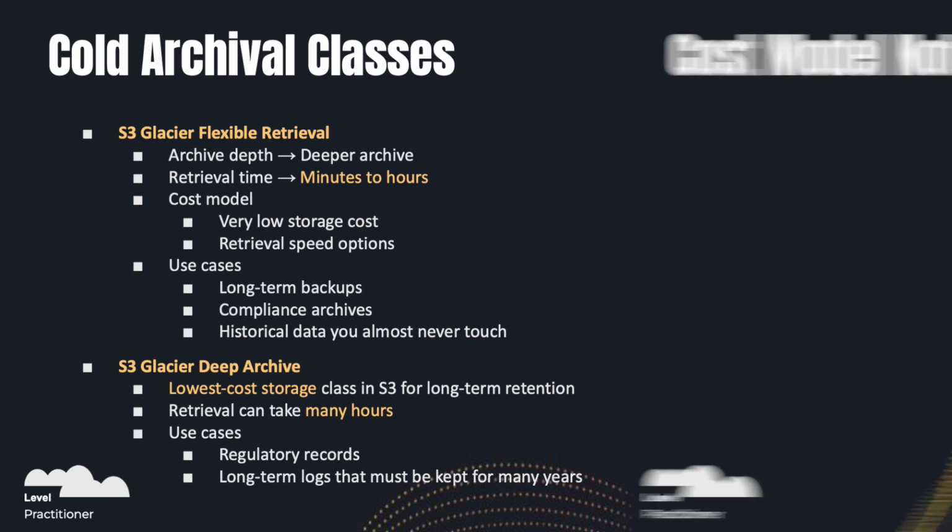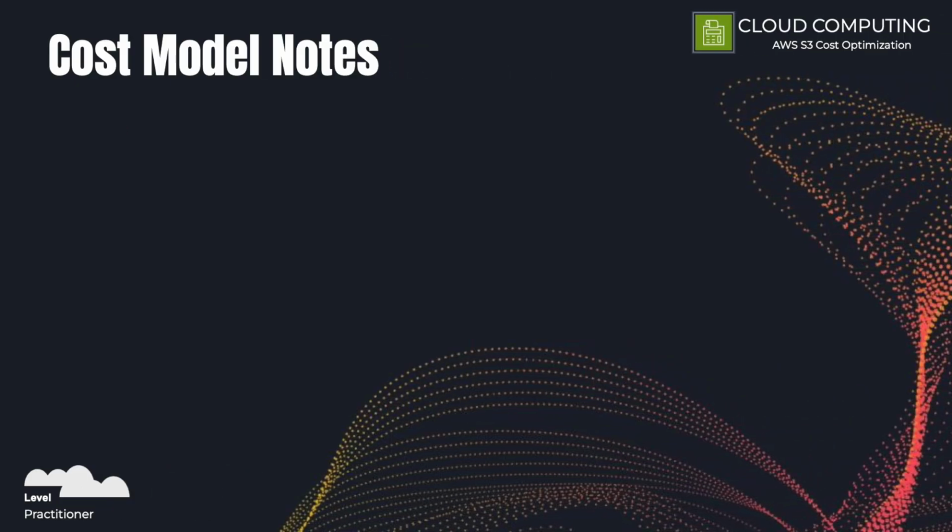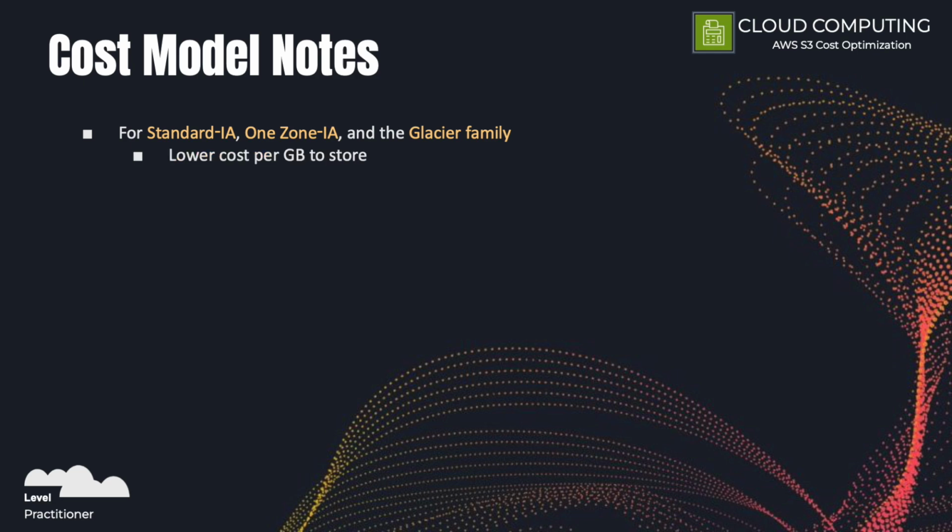Now, one important thing I wanted to bring to your attention is for Standard IA, One Zone IA, and the Glacier family, the cost pattern usually looks like this. Lower cost per gigabyte to store, but additional charges per gigabyte to retrieve, plus request charges. Moving on to the next topic.